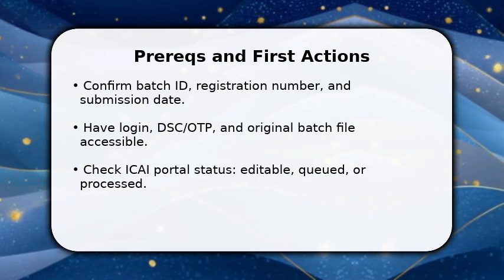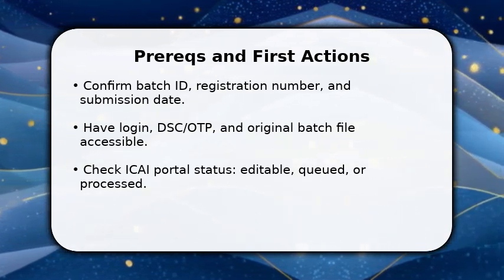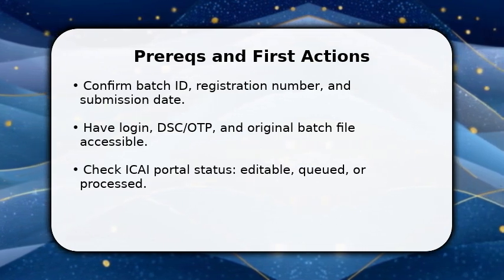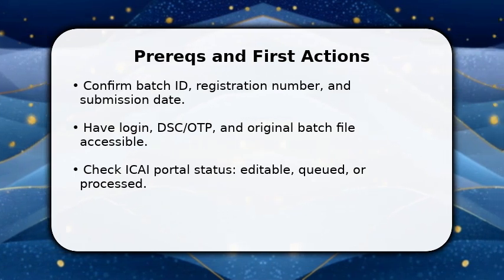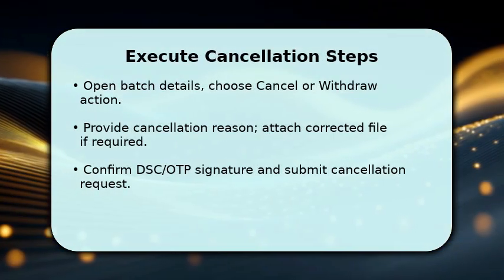Download the batch file and any error logs. This early check prevents wasted steps and gives you the exact target for cancellation, rather than guessing which record needs removal. You now proceed to the cancellation flow.